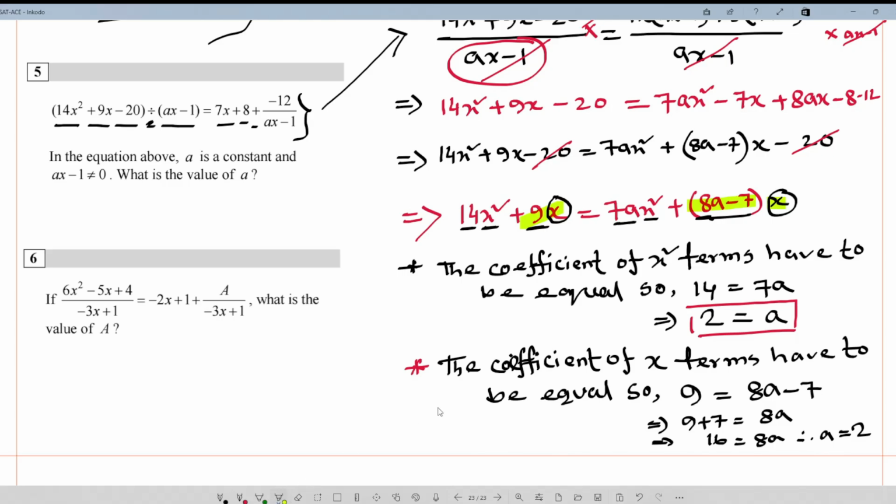Now look, from the coefficient of x square, the ultimate result will be a equals 2, and similarly from the coefficient of x, once we find out the value of a, this one is also the same, a equals 2. So number 5, a equals 2. Okay, and number 6 we will try to finish next.